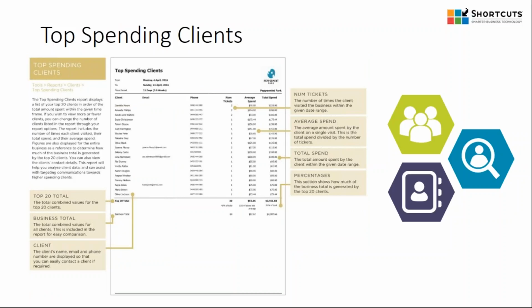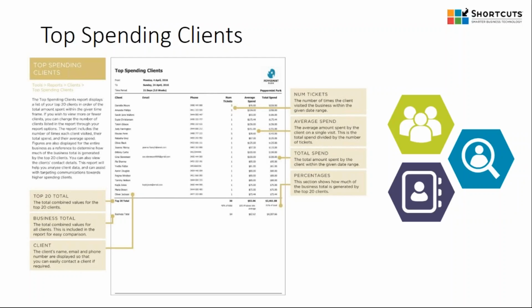And the last one in here is our top spending clients. The top spending clients report displays a list of your top 20 clients in order of the total amount spent within the given time frame. If you wish to view more or fewer clients, you can change the number of clients listed in the report through the report options, which we'll take a look at later on.